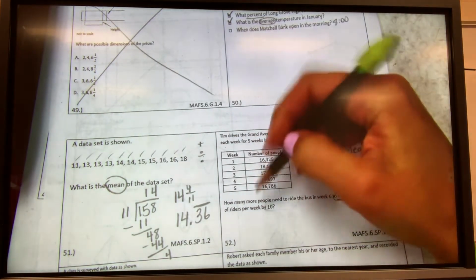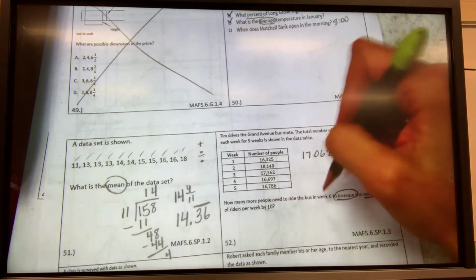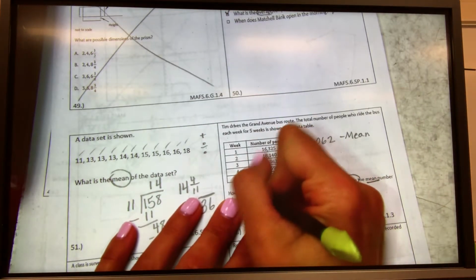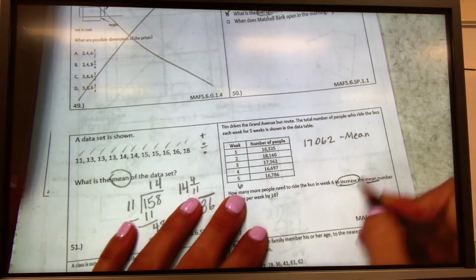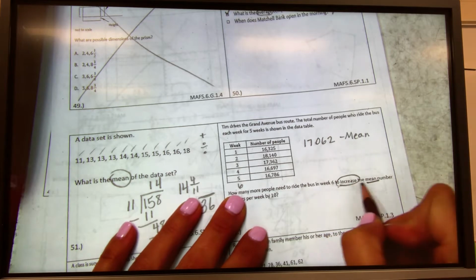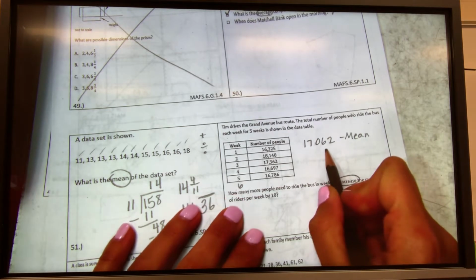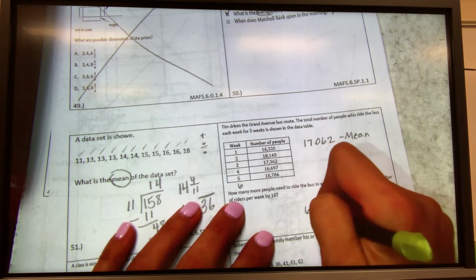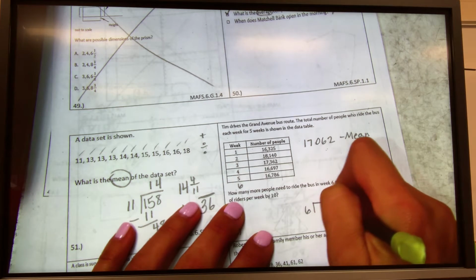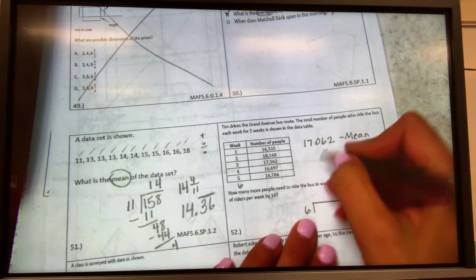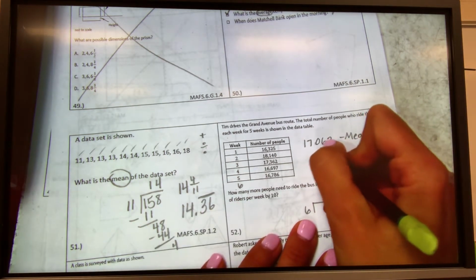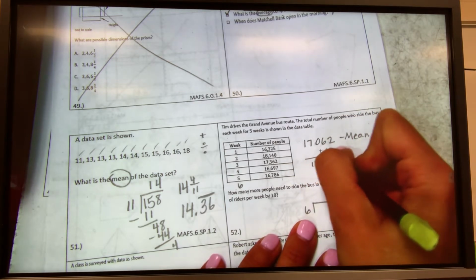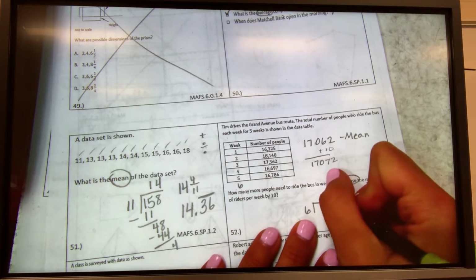It says how many more people need to ride the bus in week 6. I got week 6, and I want to increase this number by 10. So I'm looking for, when I divide by 6, a certain number, I got to add 10 more, right? So it's 17,072. So I need this number here.